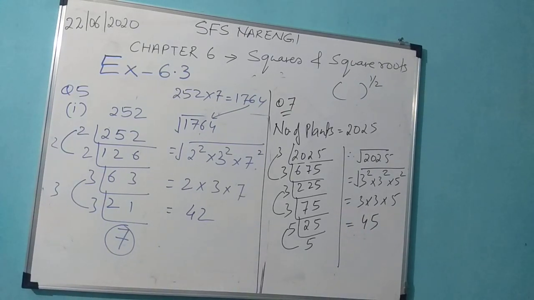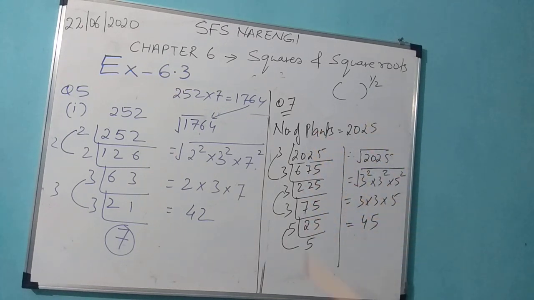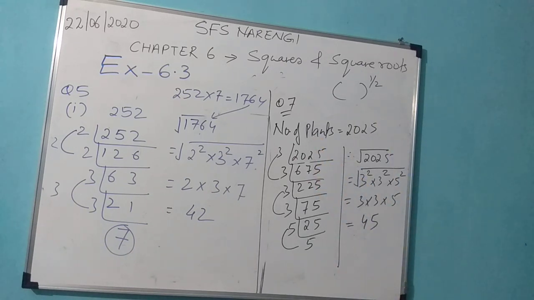Okay, my dear students, we have got the number of plants as 2025. We have to find out the square root, so that we can get in how many rows and columns the plants can be planted. Remember, it should be equal number of rows and equal number of columns. Therefore we are finding out the square root. Clear? So in this case the answer will be 45.